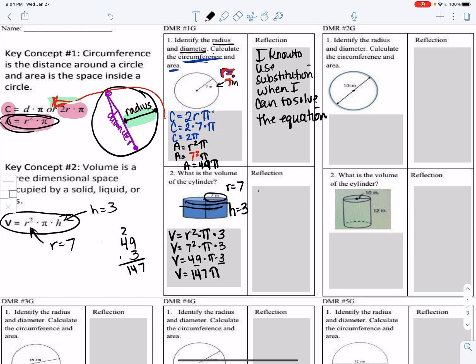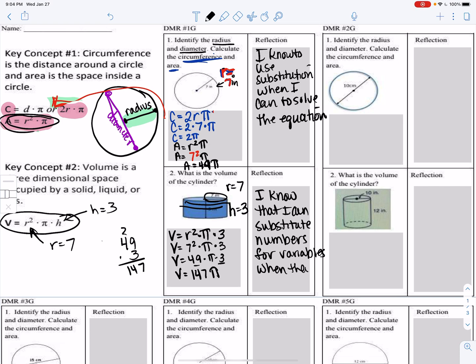So our reflection is, I know that I can substitute numbers for variables when they are given. Okay, we'll continue doing this. I love all my colors.